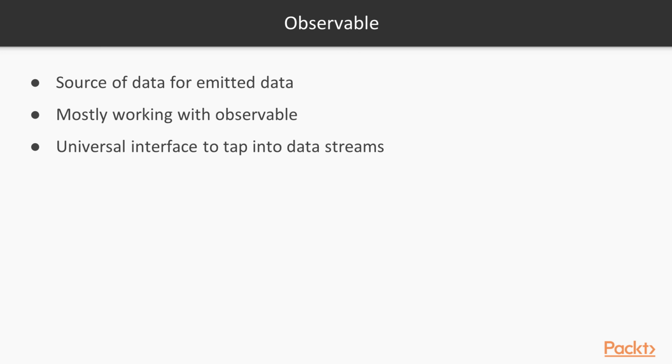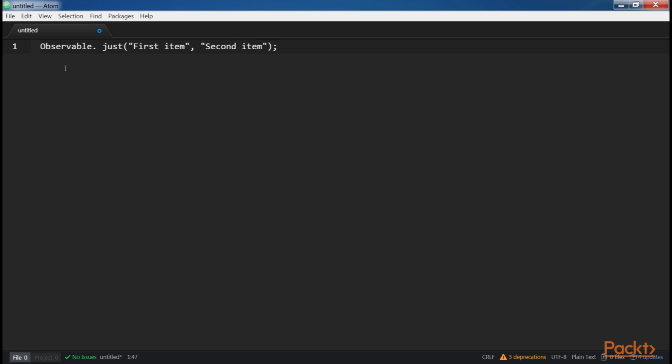It's a sort of data that you can observe for emitted data. In almost all cases, you'll be working with the observable class. Basically, it's a universal interface to tap into data streams in a reactive way. There are lots of different ways of how one can create observables. The simplest way is to use the .just method, like we did before. This is the simplest way to create observables. It's usually a perfect way to glue non-Rx-like parts of the code to Rx-compatible flow.